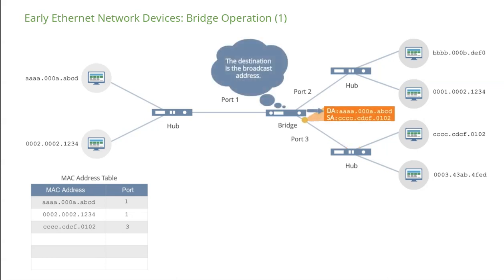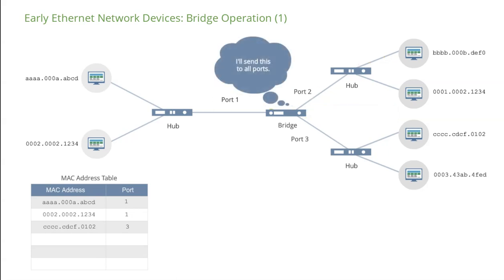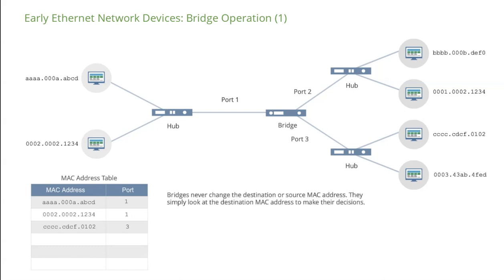If the destination MAC address is a broadcast or multicast address, the bridge must always forward it out every other port. Because a bridge is just another device in the collision domain, it follows the same MAC protocol as every other device. It is important to note that bridges never change the destination or source MAC address. They simply look at the destination MAC address to make their decisions.